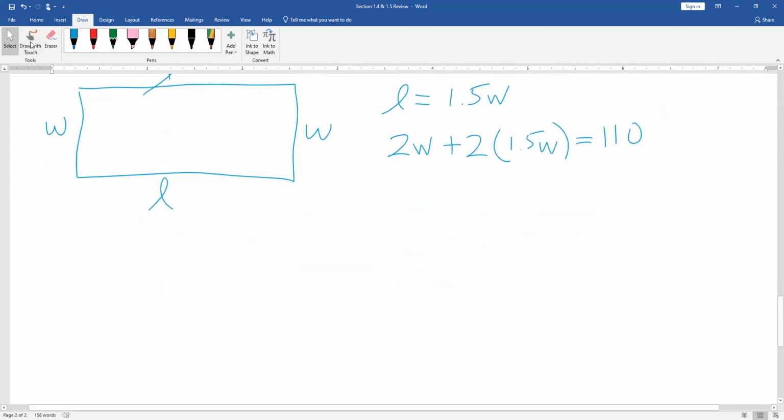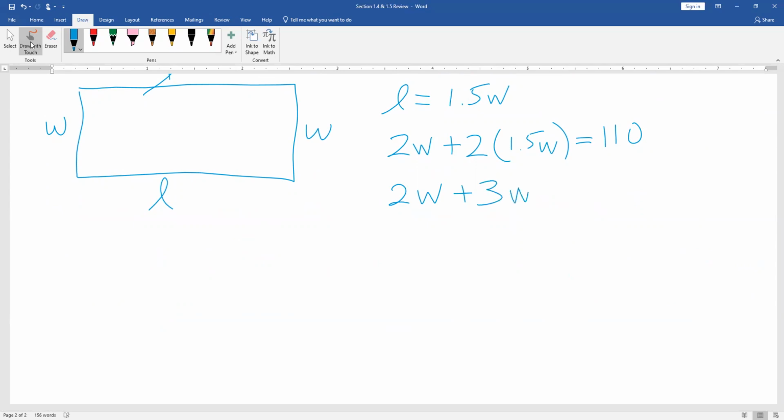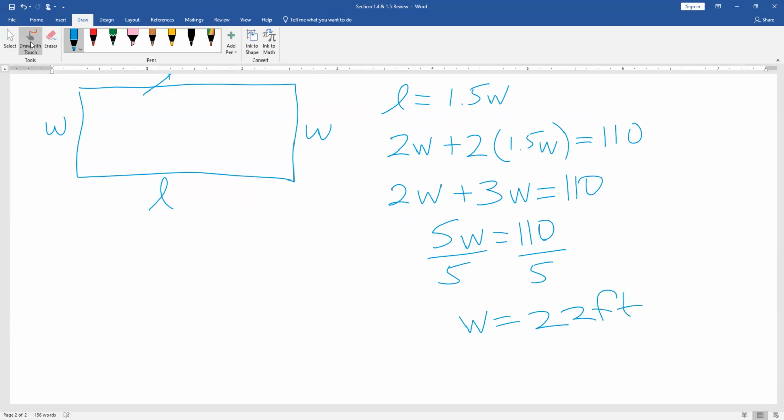All right, so once we have that, we can distribute that 2. And so we end up with 2 times the width plus this 2 times 1.5 is 3 equals 110. And then we combine like terms. 2 plus 3 is 5. So 5 times the width equals 110. And we divide both sides by 5 and we find a width of, 5 goes 20, was it 22? So the width needs to be 22 feet.